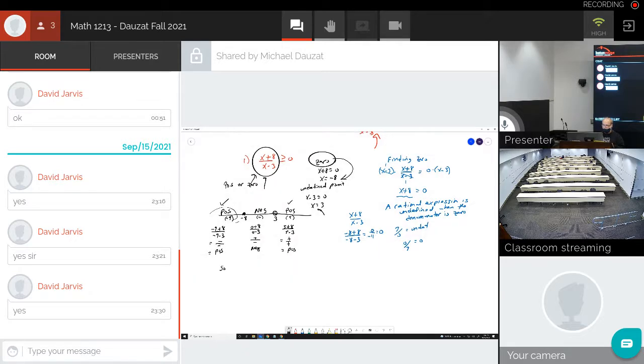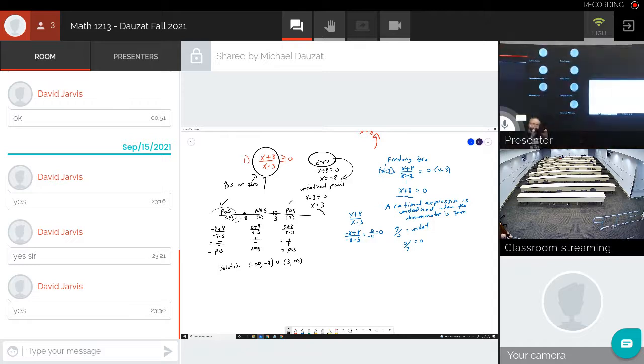So what's your solution? What are you going to write? Negative infinity to negative 8 with a bracket because of the closed circle. Union, and then what? Parentheses, good, because of the open circle. 3 all the way to infinity. And that's it. So the stuff I have in black is the work we need to show.